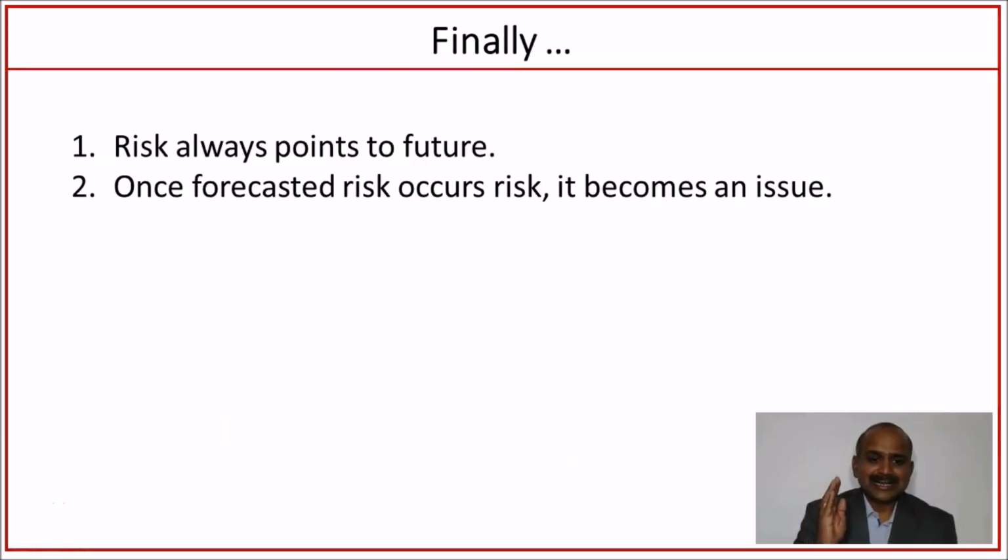Finally, risk always points to the future. It is futuristic. Once the forecasted risk occurs, it becomes an issue. So, risk is futuristic, and an issue occurs either in the present or in the past.